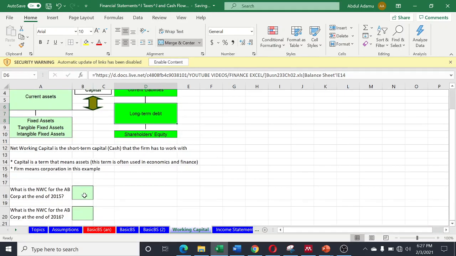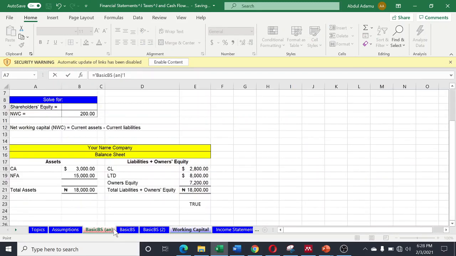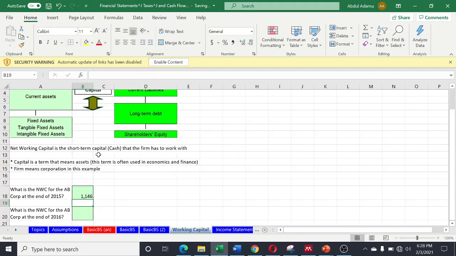So you can do a sheet reference. If you want to compute the net working capital for 2015, this will be equal to, we go to our assumption, we go to our balance sheet, we see the assumption. So current asset in 2015 is this, minus current liability in 2015 is this. Press enter. That is our net working capital.